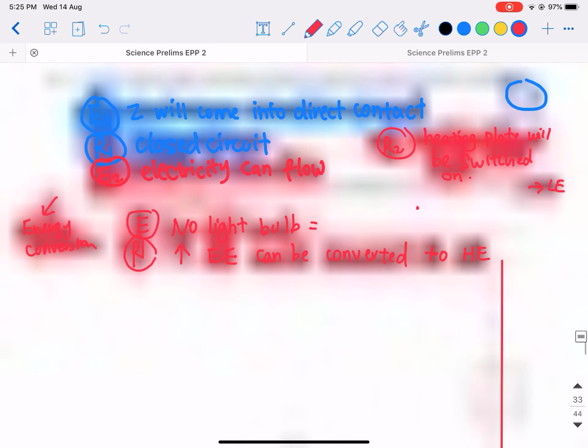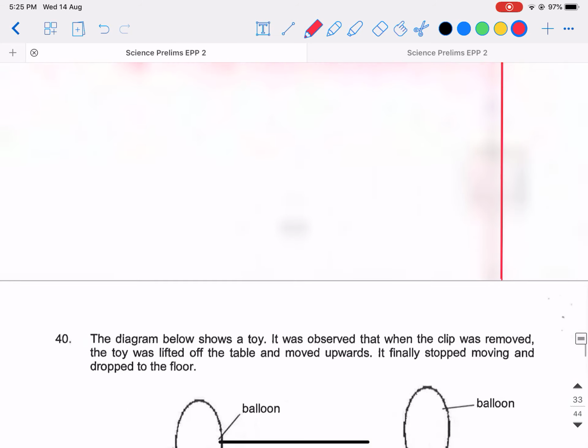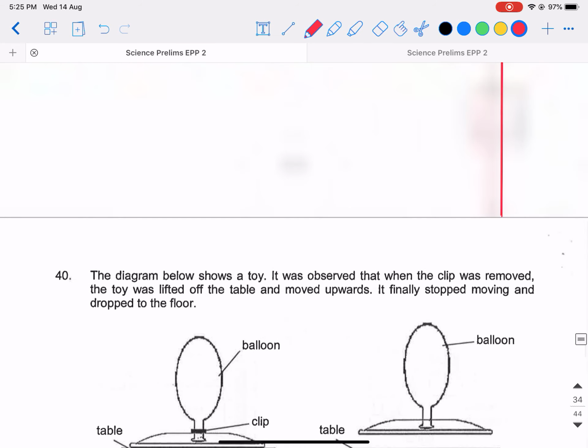It's just that I understand that there can be a lot of confusion when it happens. Alright, because we didn't think that energy conversion will come in here, right? Or we thought it was just a simple electricity chapter. Okay? Alright, so with that I end for question 39. Watch the next clip for question 40.